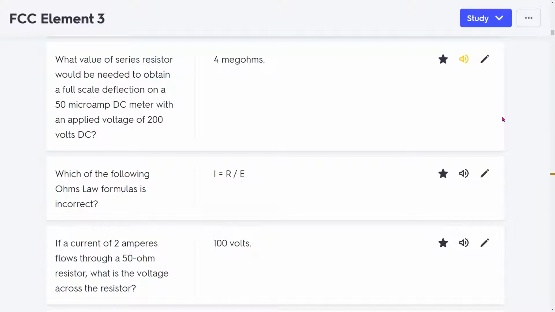An applied voltage of 200 volts DC? 4 megohms. Which of the following Ohm's law formulas is incorrect? I equals R/E.